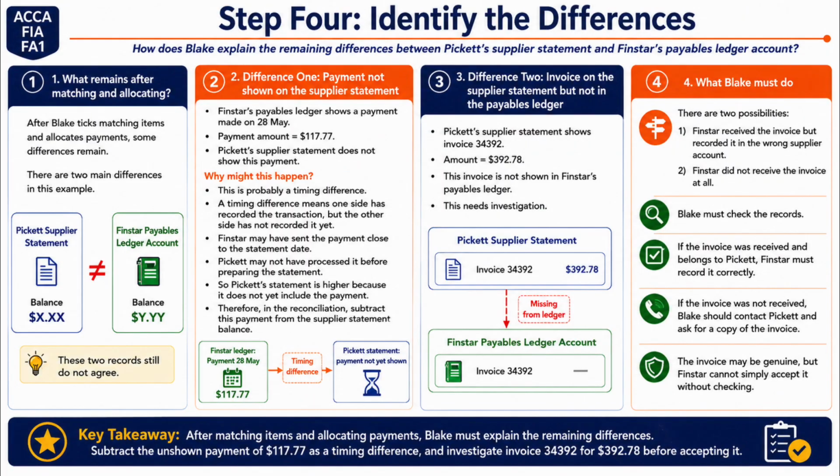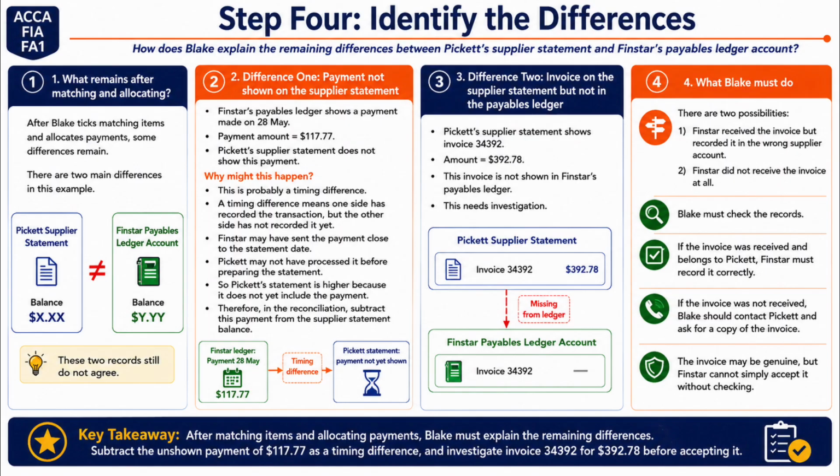Step 4. Identify the differences. After Blake ticks matching items and allocates payments, some differences remain. There are 2 main differences in this example. Difference 1. Payment not shown on the supplier statement. Finstar's Payables Ledger shows a payment made on 28 May. The payment amount is $117.77. But Pickett's supplier statement does not show this payment.